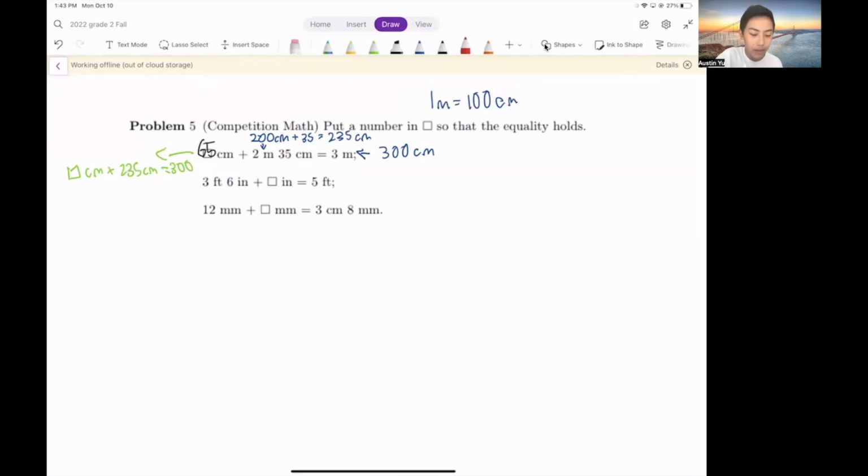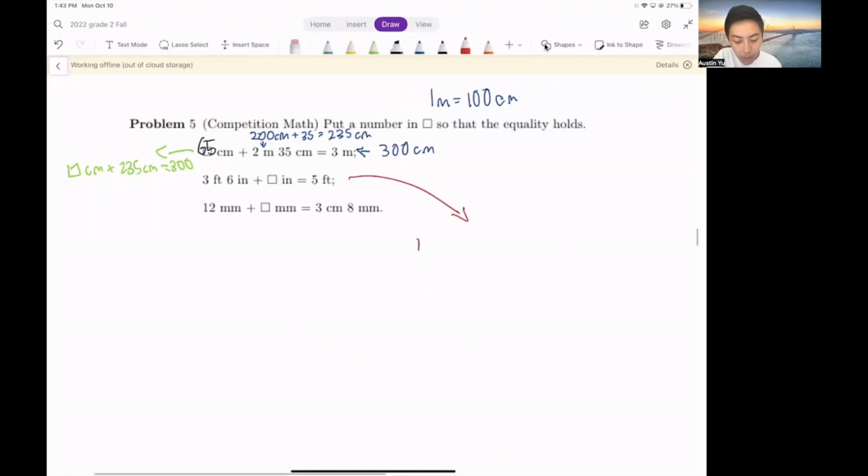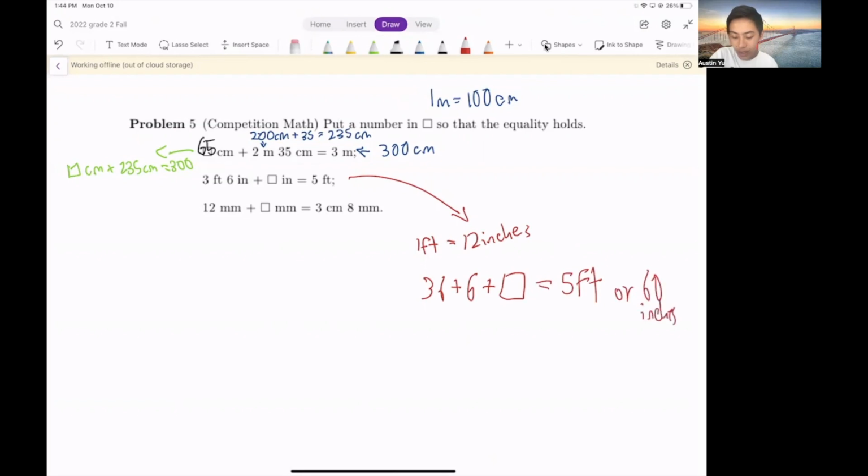Moving on, 3 feet plus 6 inches plus something in inches that we don't know is equivalent to 5 feet. So recall that 1 foot equals 12 inches. So 3 feet must be 36 inches, plus another 6 inches plus something we don't know equals 5 feet or 60 inches. And since we know that 36 plus 6 equals 42, the remaining unknown is just 60 minus 42 equals 18 inches. So the number that is in the blank is 18.